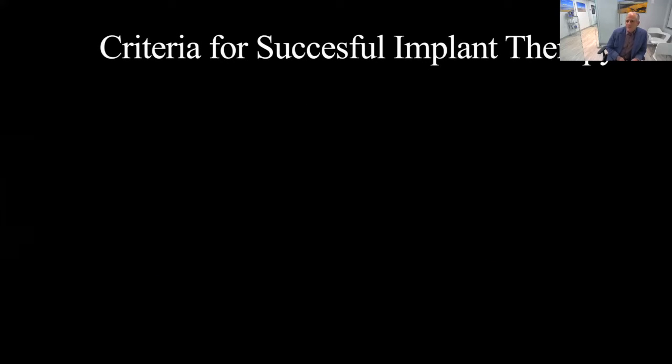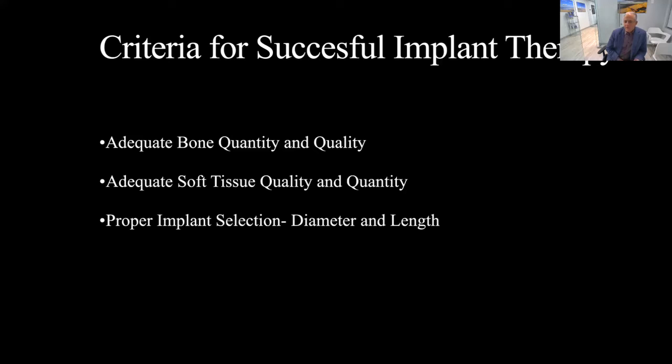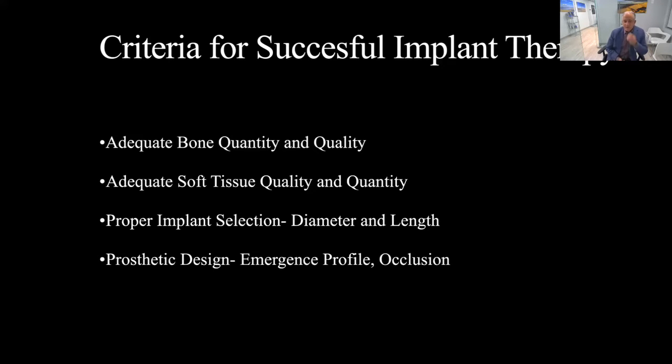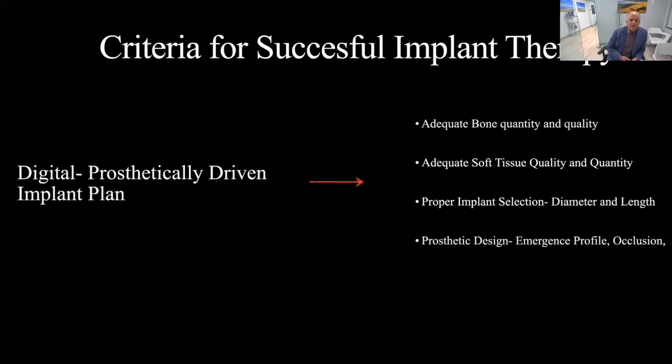So the criteria for successful implant therapy, I feel, are adequate bone quantity and quality, adequate soft tissue quality and quantity, proper implant selection, meaning the diameter and length, prosthetic design, emergence profile, and occlusion. And if you look at a digital prosthetically driven implant plan, it offers you the ability to really make sure that you have all of those things that are necessary for successful implant therapy.